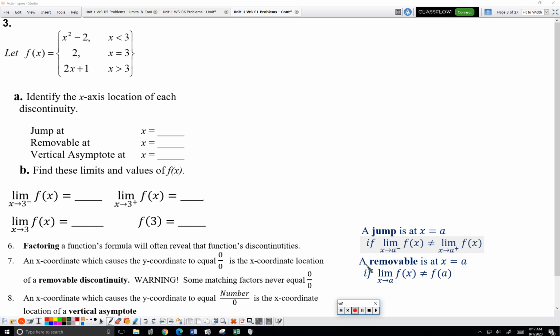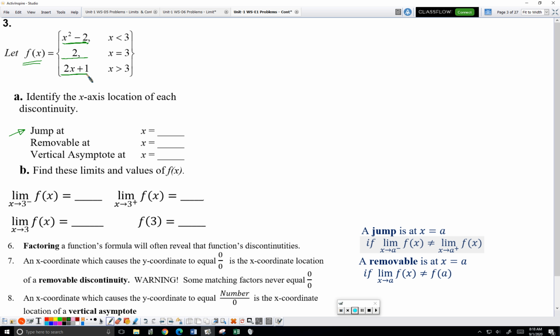So, same idea. Identify the x-axis location of each discontinuity. This is a piecewise function now, so there could be a jump. The white packet has a note that says the jumps only occur at the transition points. Transition means when you change from one formula to another for that piecewise function. So we have three formulas here that make up this piecewise function.